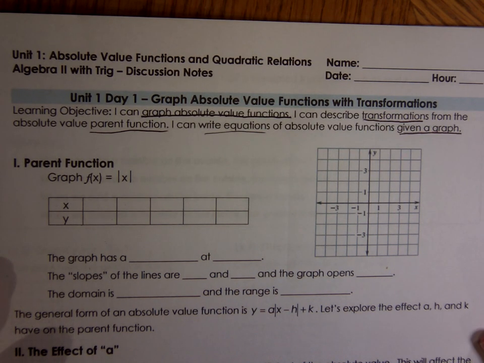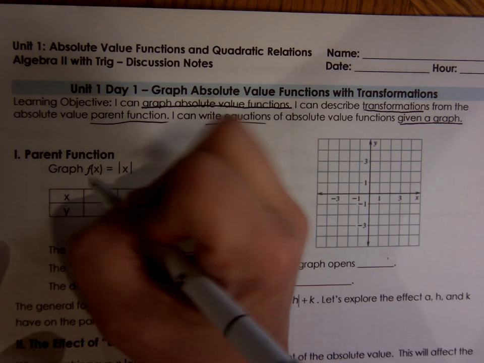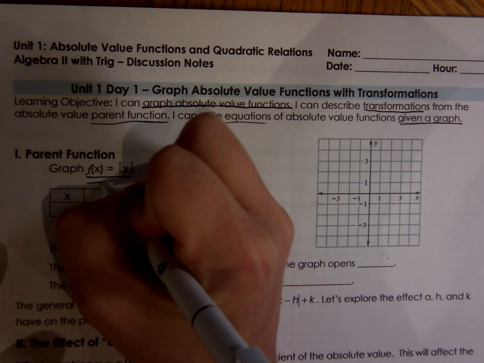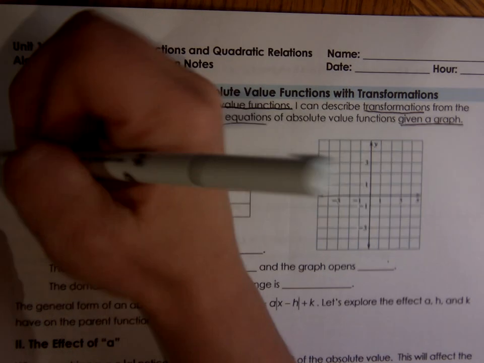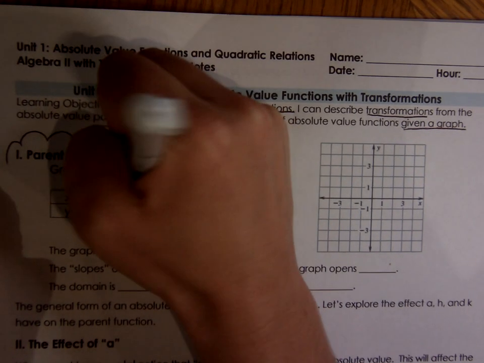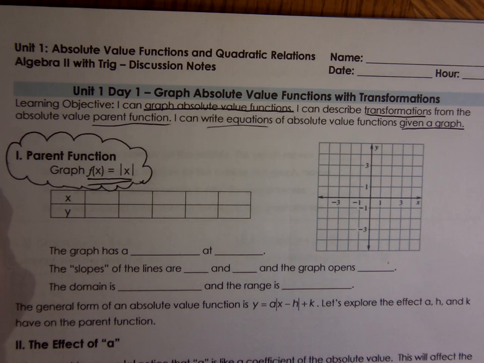So the first thing I want to talk about is the parent function of an absolute value function. It is the simplest form of the function, which means that there's no pluses or minuses. And in this case, it is f of x is equal to the absolute value of x. Remember, f of x is just a very fancy y. And whenever we are talking about transformations, we are always going to be comparing to our most basic function, our parent function.